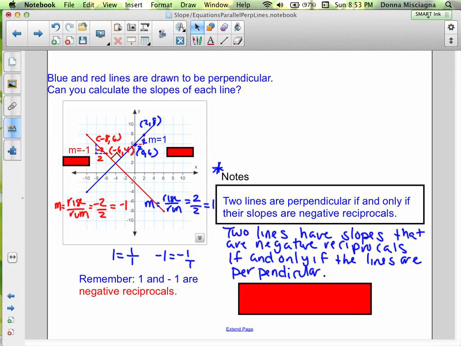Two lines have slopes that are negative reciprocals if and only if the lines are perpendicular. So if you know two lines are perpendicular, their slopes are negative reciprocals. If you know that two lines have slopes that are negative reciprocals, they've got to be perpendicular. Did I say parallel? Perpendicular. Okay? So now you know how to determine if lines are perpendicular. You look at their slopes. Are they negative reciprocals of one another? If yes, they are perpendicular lines. If no, then they are not perpendicular lines.